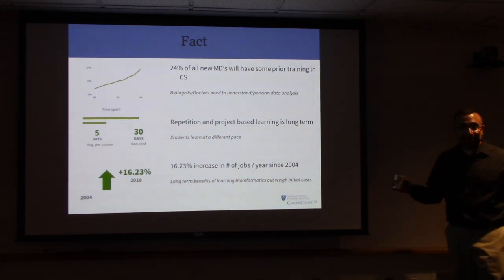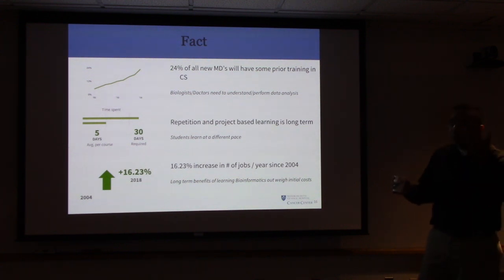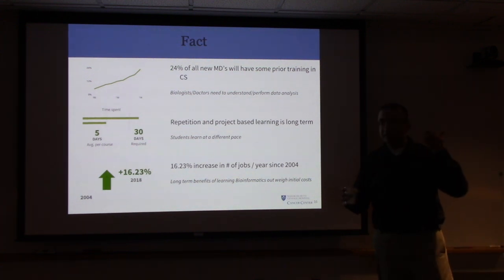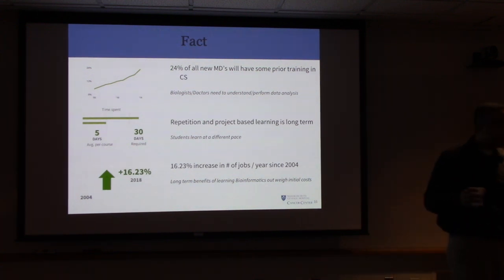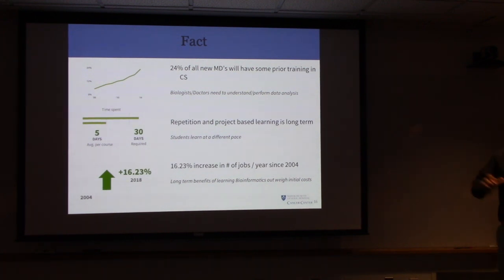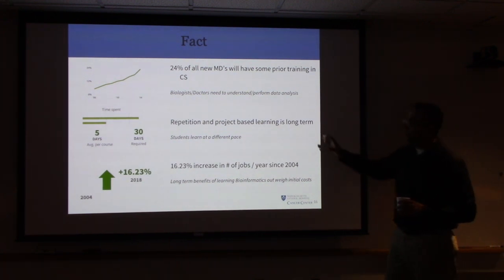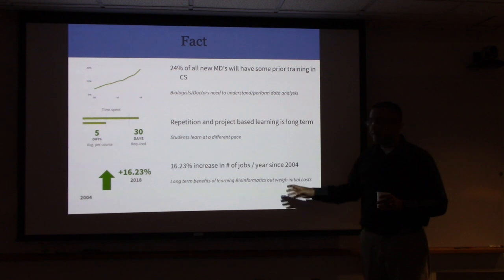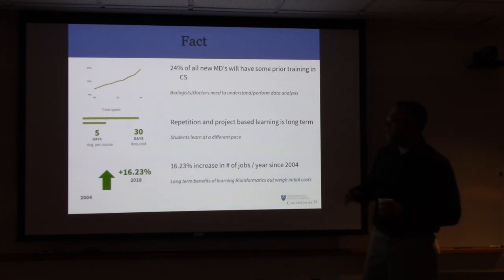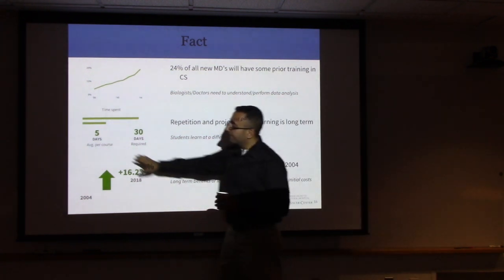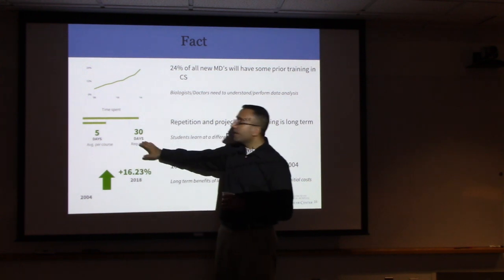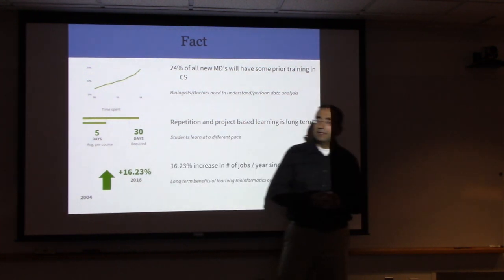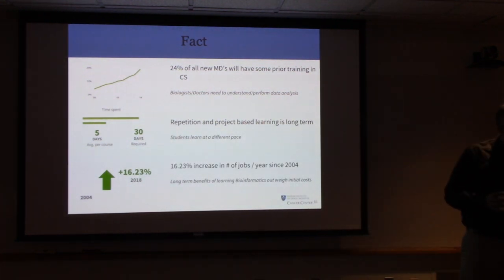I figured out what just happened, because they throw so much material at you, you can't keep up. All right. So the second part, which is that repetition project-based learning is long-term. So all students learn at a different pace, and that's something to note: average time spent per course is 5 days. Average time required for a course is about 30 days. So there's a gap there.